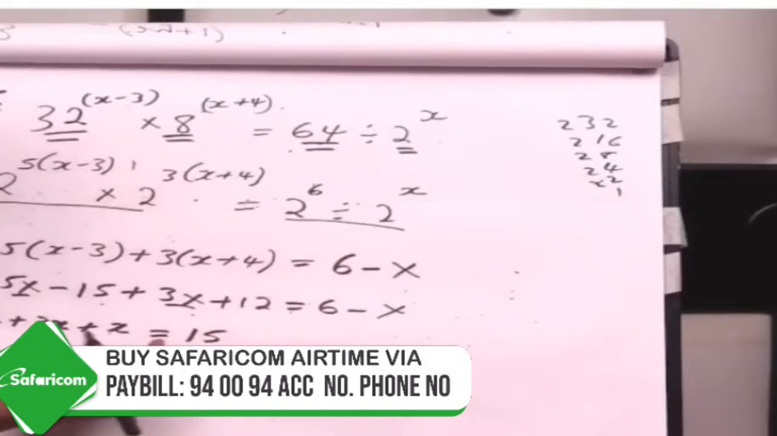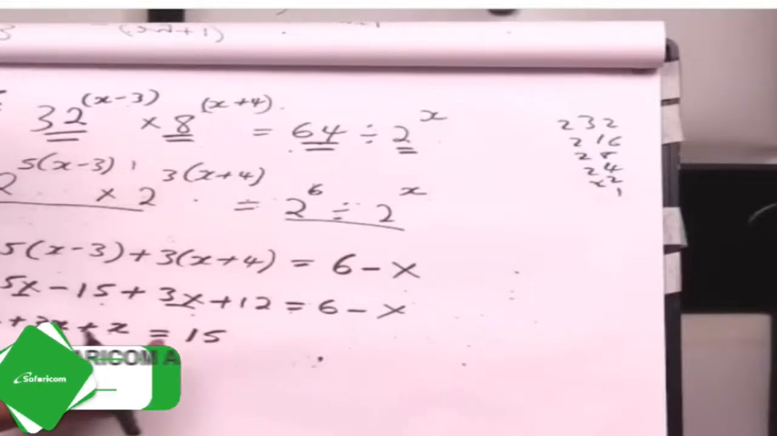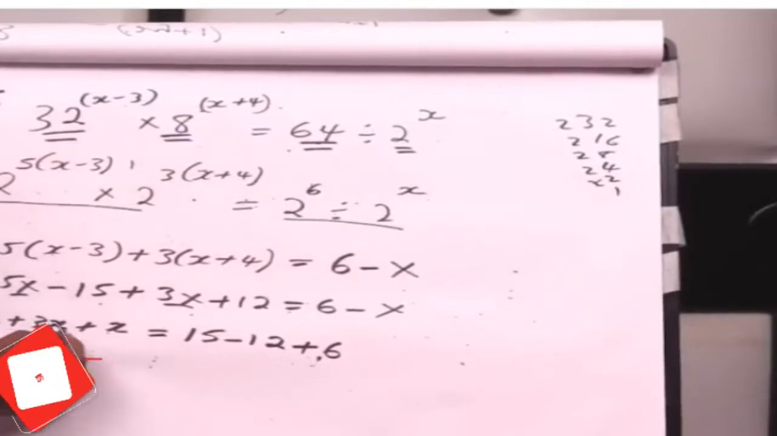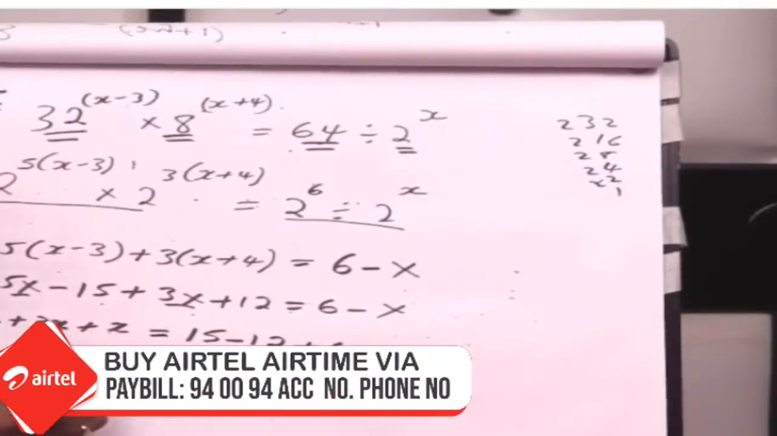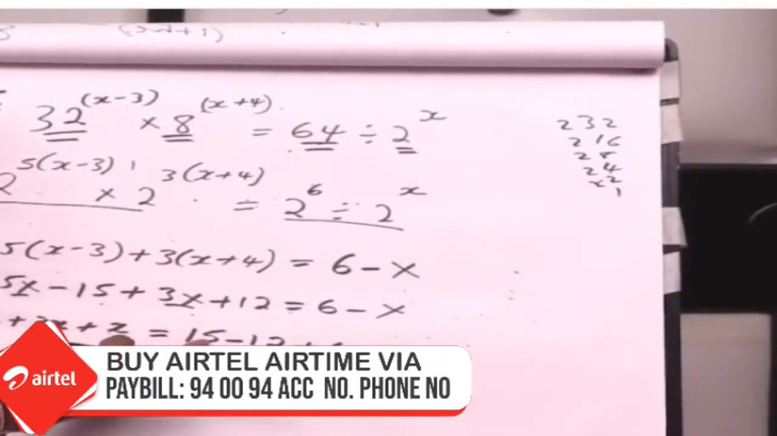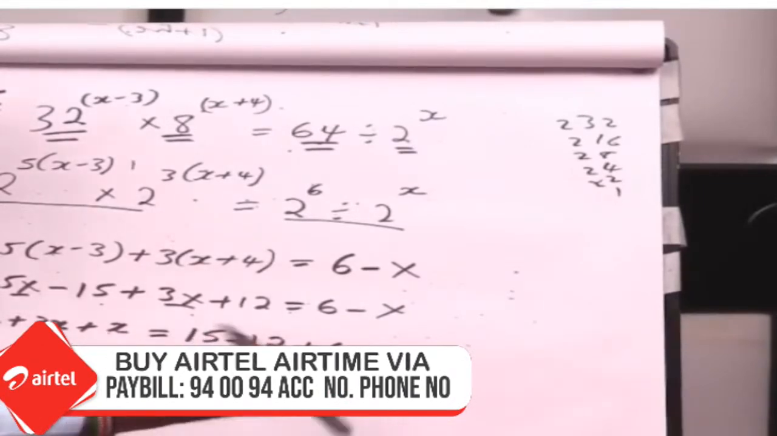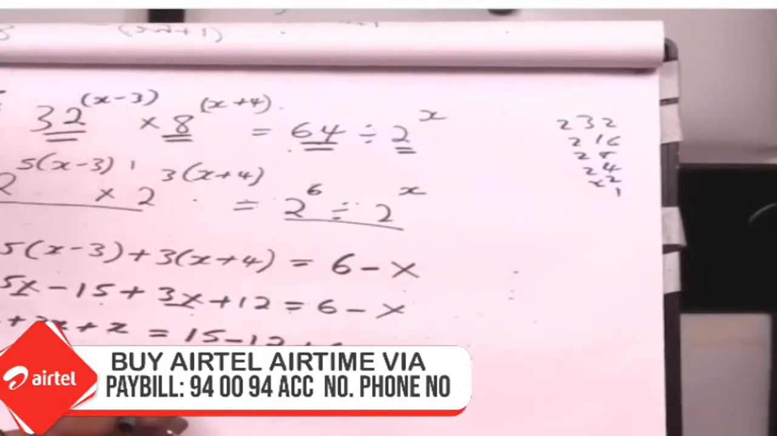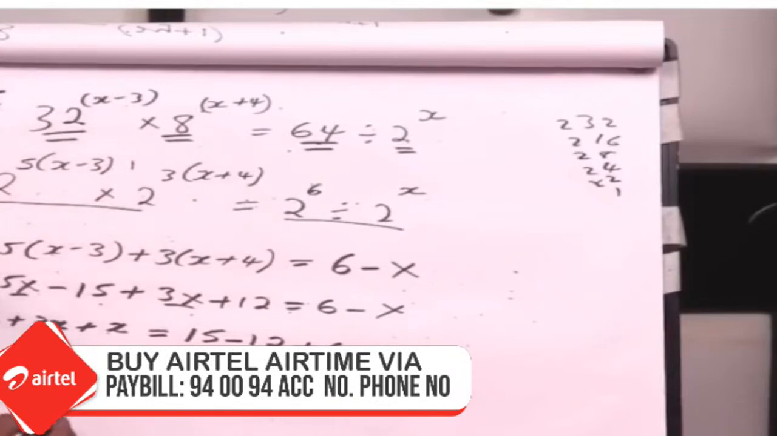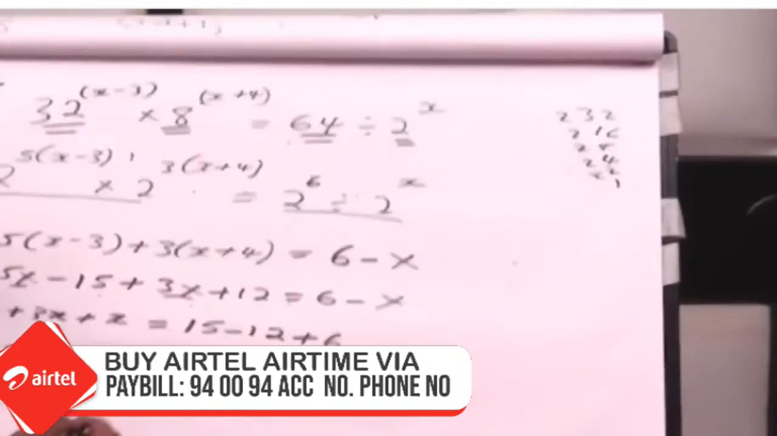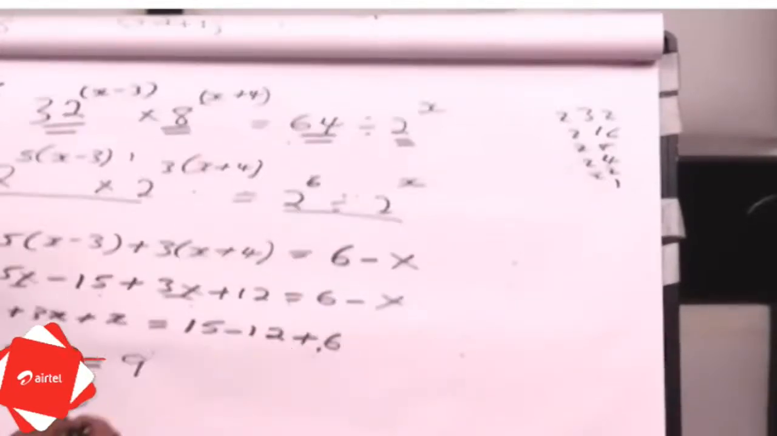Then we have 6. So 5x plus 3x is 8x plus x is 9x equals to 15 minus, by BODMAS, 15 plus 6 is 21. 21 minus 12 is 9. So x is 9 over 9, which is 1. So x is 1.